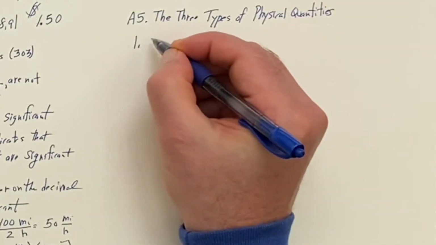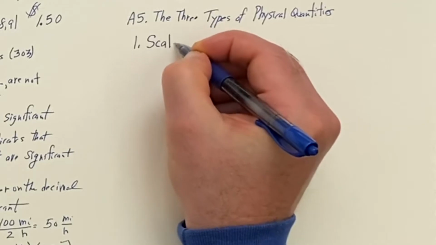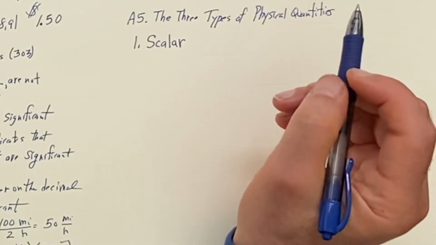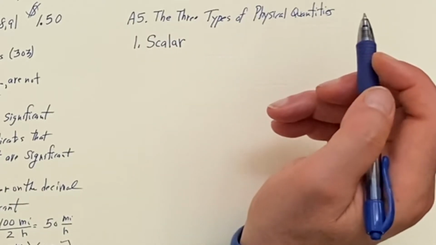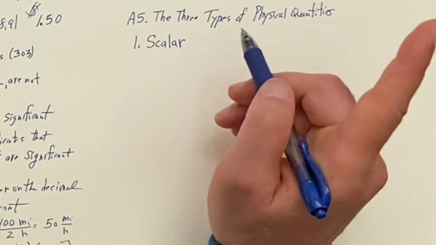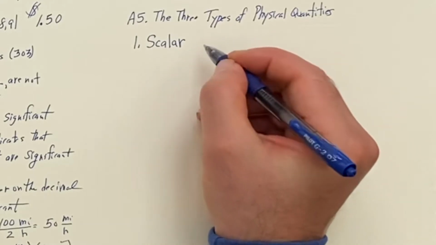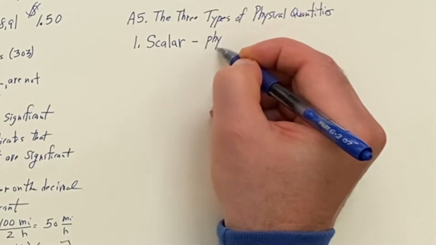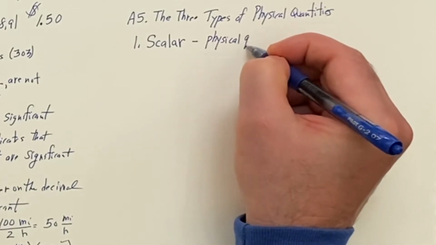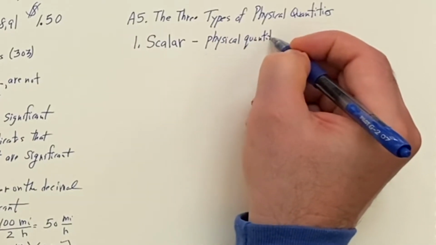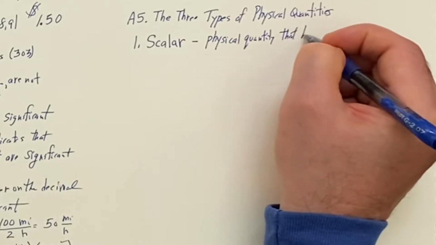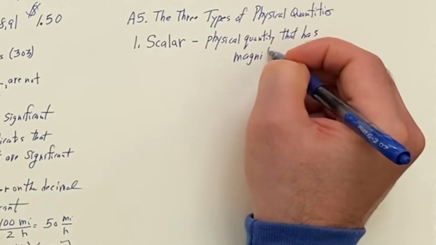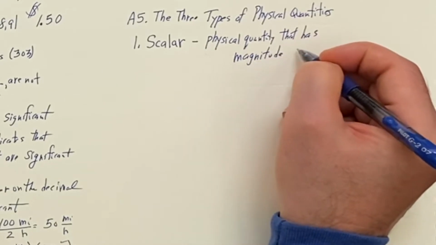The first one is called a scalar. Second one's going to be vector. Third one's going to be tensor, but then I'm going to show you that we can consider them all tensors in a way. But for now, let's just consider scalar. A scalar is a physical quantity, a quantity that has magnitude. And you might say magnitude only.